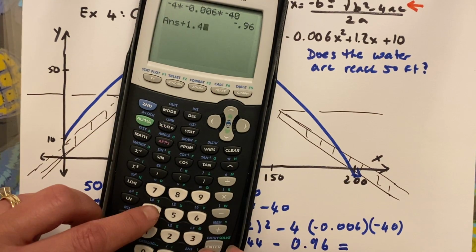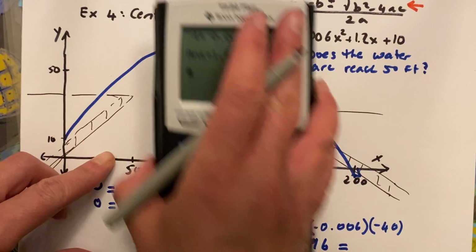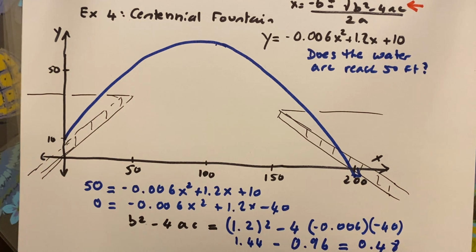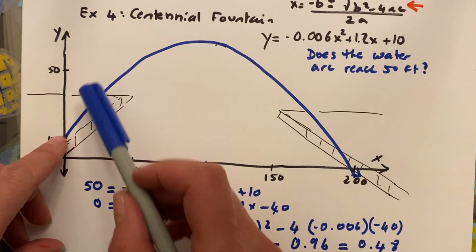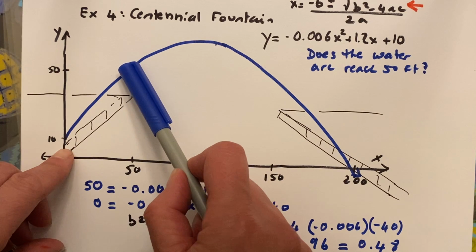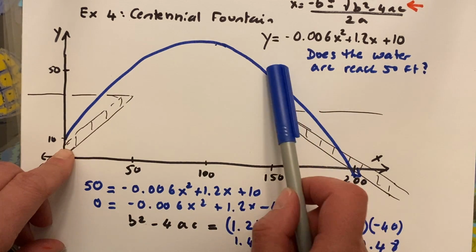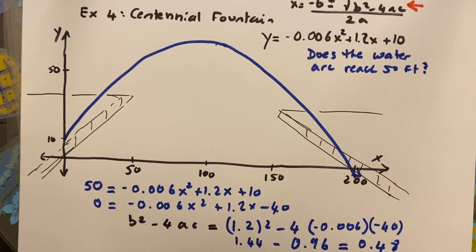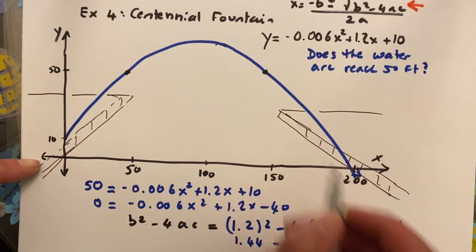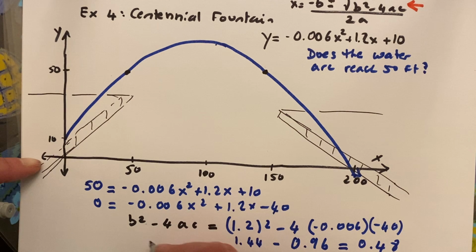Plus 1.44, I get 0.48. Well, that's a positive number, and what that means is that the water is going to reach 50 feet twice, once on the way up and then once on the way down, because the 50 feet mark is here, right? So it's going to reach it here and then here. So that's where you're going to have two solutions.